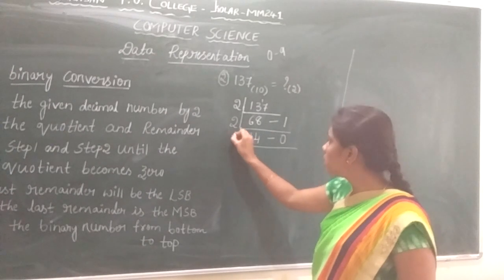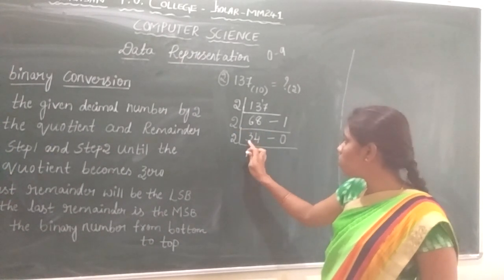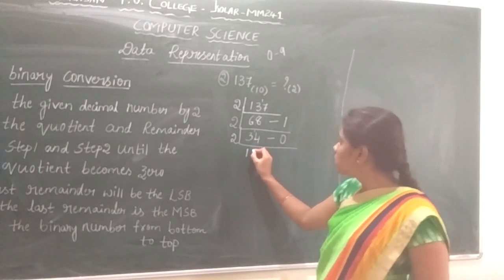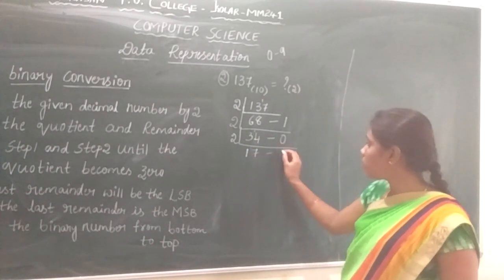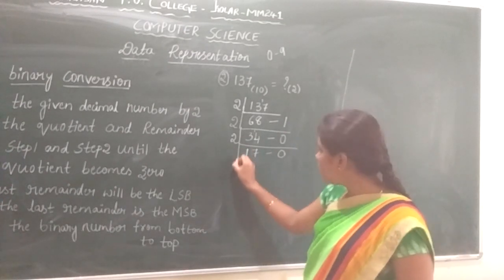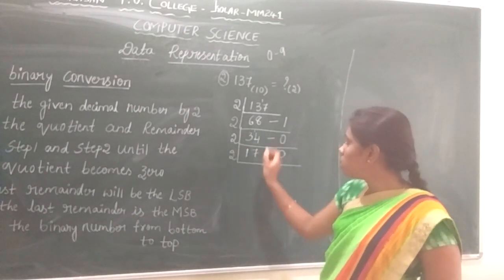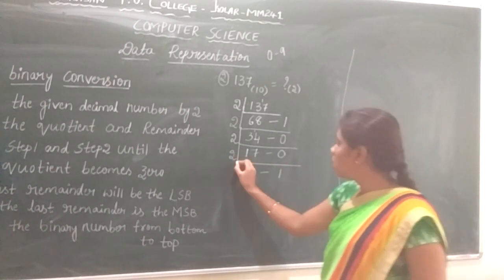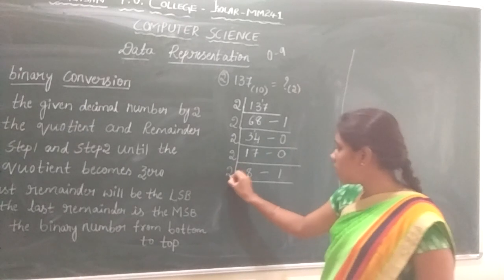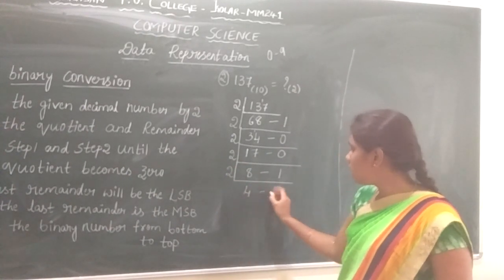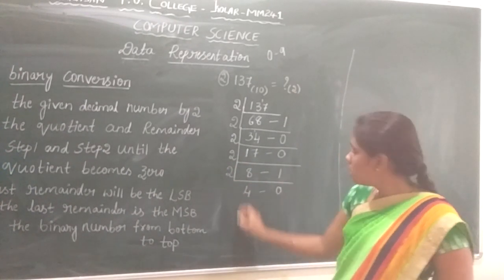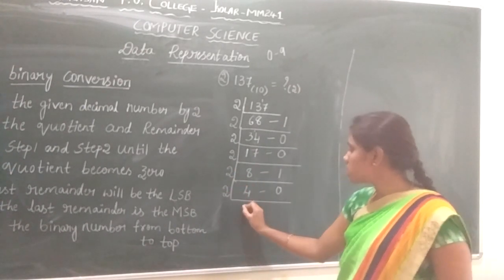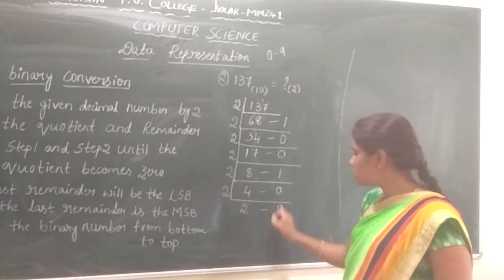Again you divide it by 2. 2 1s are 2. What is the remainder here? You will get 1. So it will become 14. 2 7s are 14. The left out value is 0. Again divide this 17 by 2. 2 8s are 16. The remainder is 1. So again divide it. 2 4s are 8 and the remainder is 0. Again 4 can be divided by 2. 2 2s are 4. The remainder is 0.